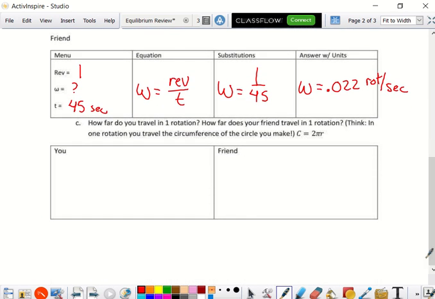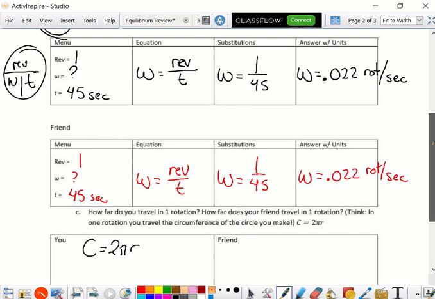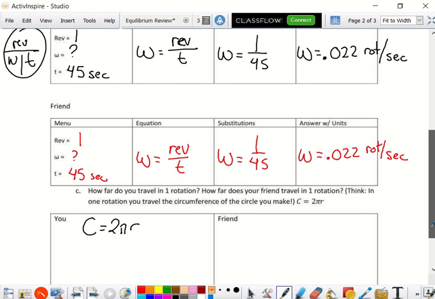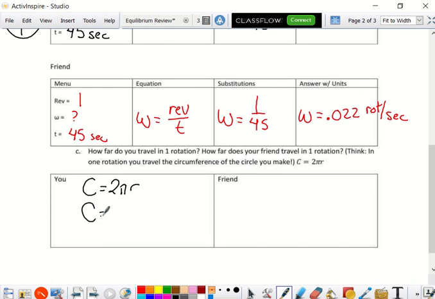All right, part C. How far do you travel in 1 rotation? How far does your friend travel? We're going to use circumference, 2 pi r. Let's go back up here and look at me. I start here and I go around once. That's my circumference. My radius is 1.5, how far I am from the center. So 2 pi times 1.5 is 3 pi, which is about 9.42 meters.